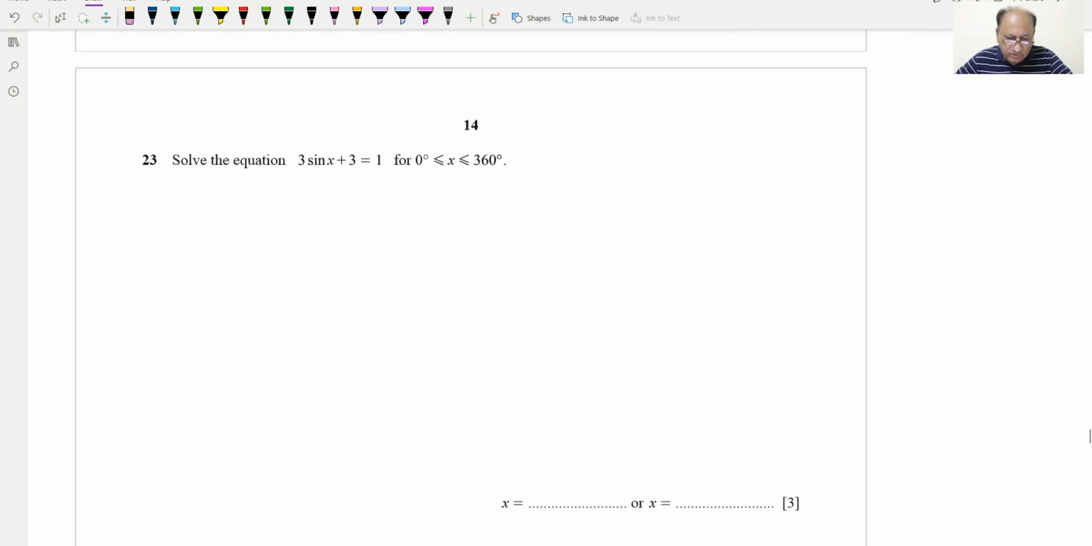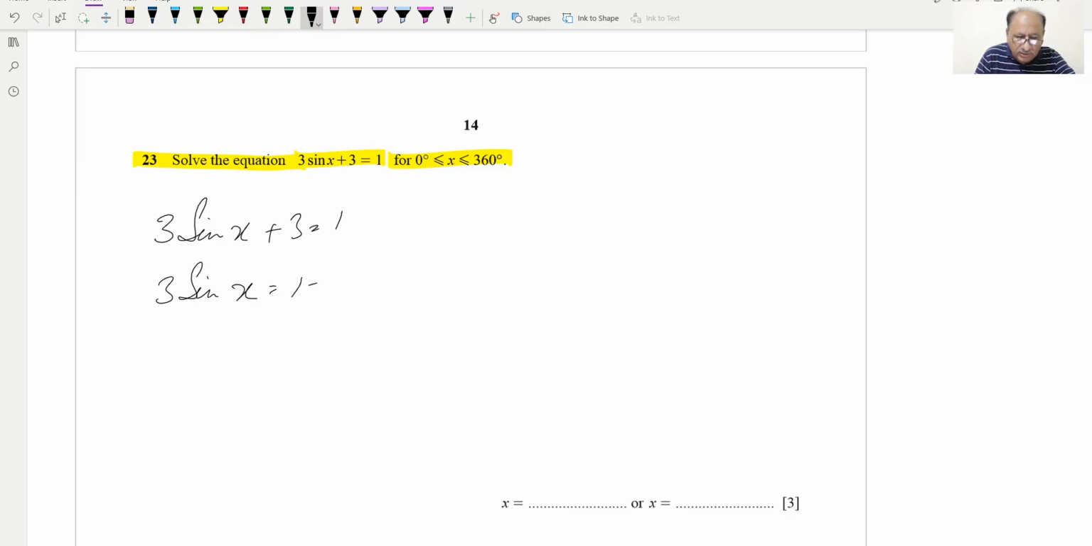Now question number 23 says solve the equation, this one, from 0 to 360 range. So we can write the equation 3 sine x plus 3 is equal to 1. This is the given equation. This plus 3 we can shift to the other side and we will get 3 sine x is equal to 1 minus 3, which is equal to minus 2, and sine x we can write which will be equal to minus 2 over 3.